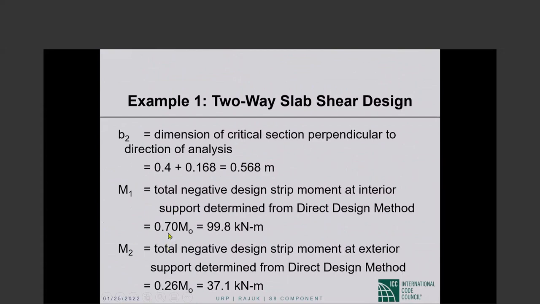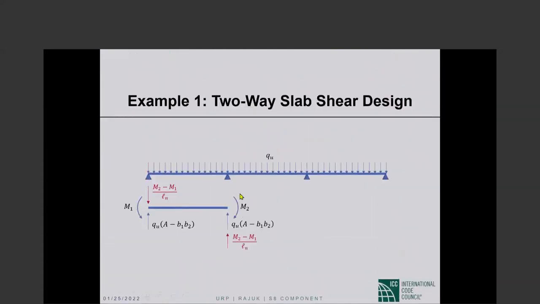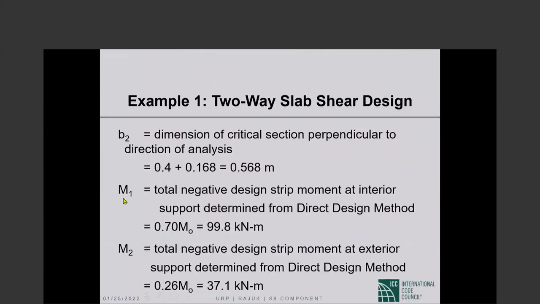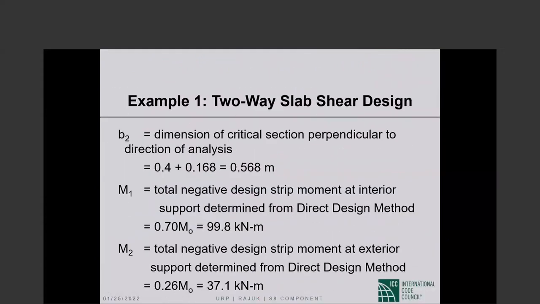M sub 1, the M sub 1. I think I messed up. I call this one M sub 1, that one M sub 2. And then here, M sub 1 is, what is M sub 2 in the picture? The moment at the first interior support. Yeah, I should have. You see what I'm talking about. So that should have been M sub 2, and that should have been marked M sub 1. This is my mistake, but it doesn't change anything.